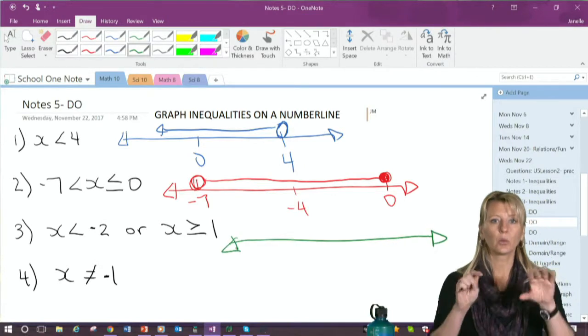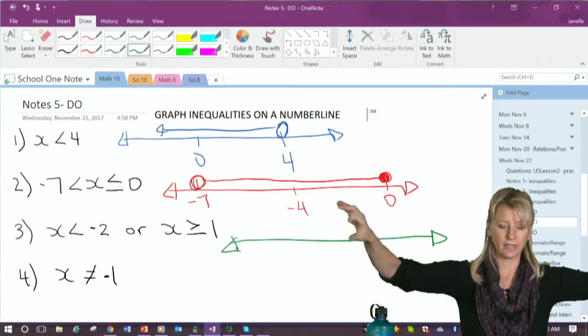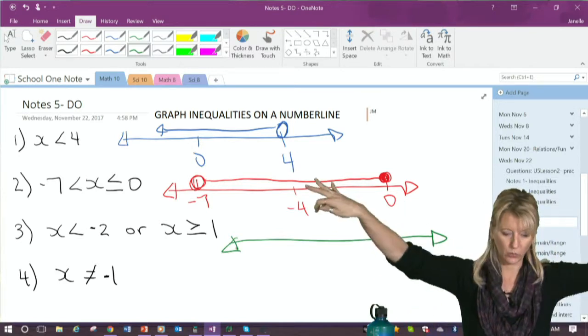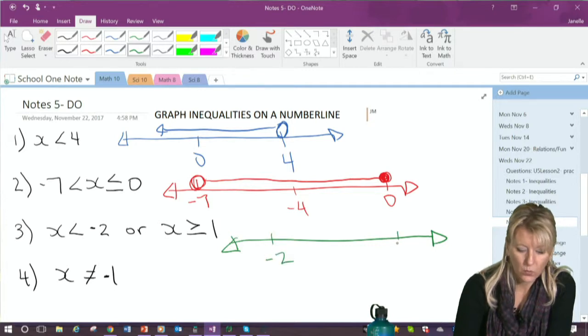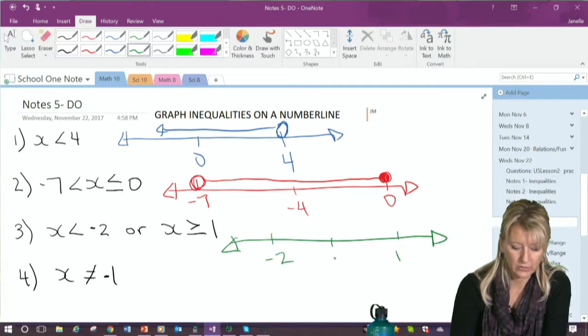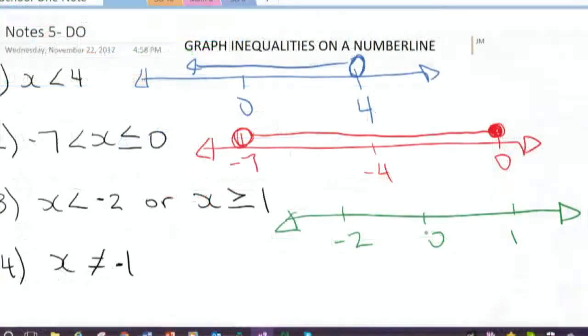Okay, this one has an or, which means it's split. It goes like that. It means it has no middle ground. It goes from one end to the other. So I have a -2 and I have a 1. So those are my numbers, which means that 0's somewhere in there. So this part here says x is less than -2, which means open circle because it's not equal to, and it keeps going out this direction. And then this one is a solid one because it's equal to, and it says x is bigger than 1, so it goes out that direction.